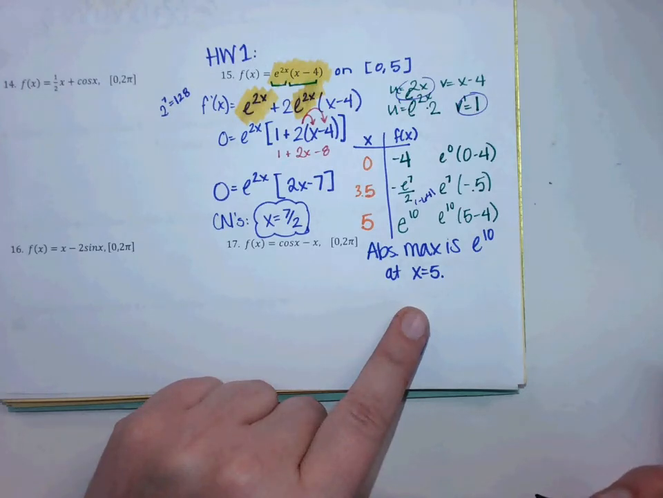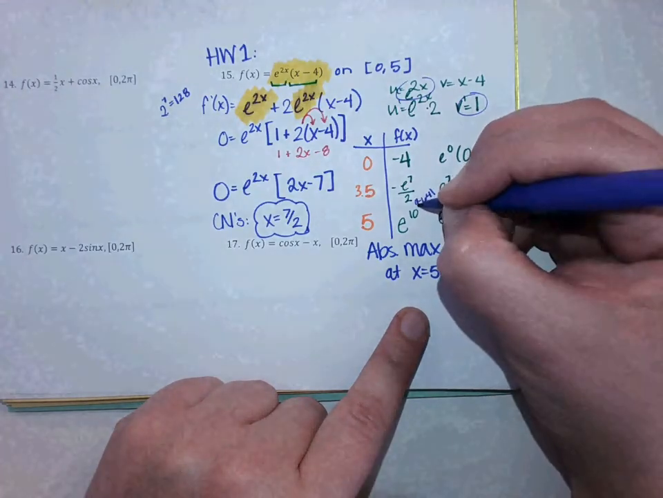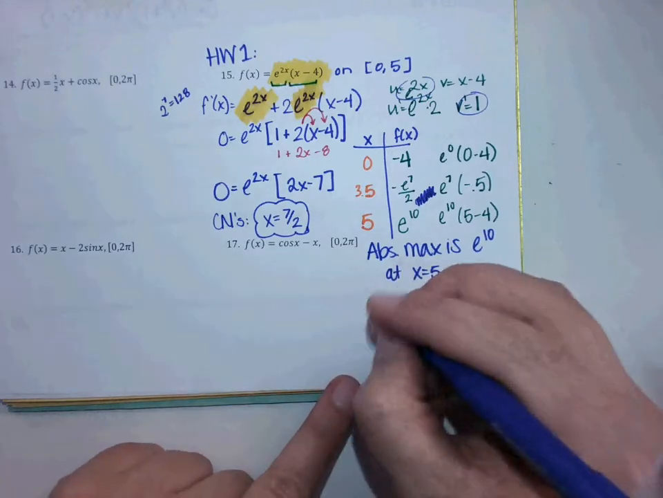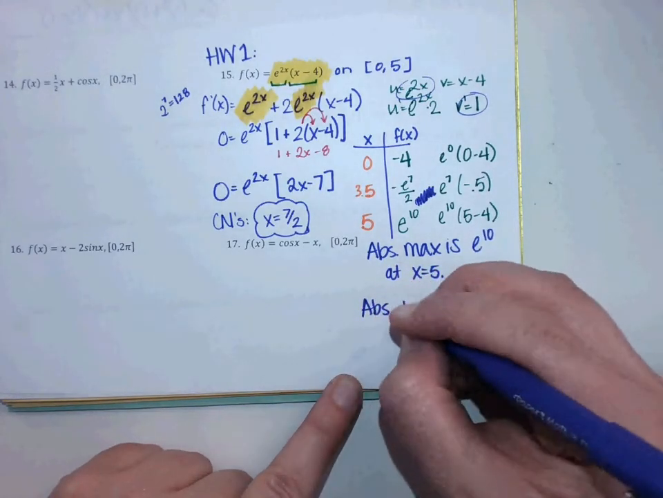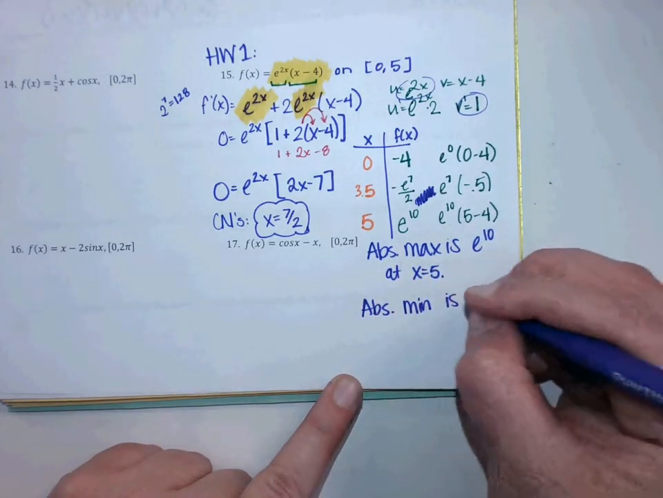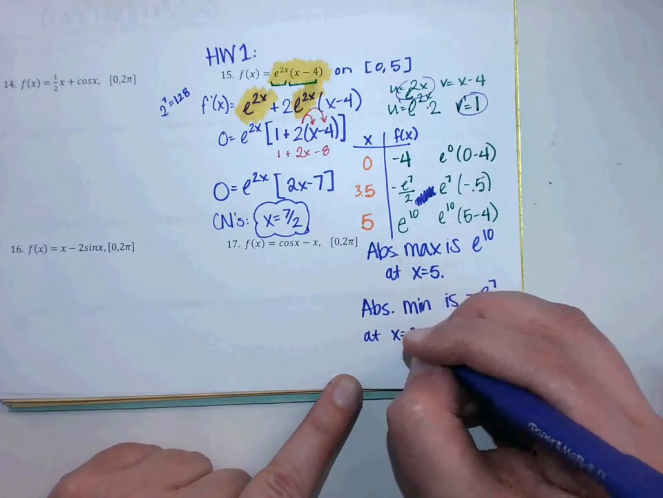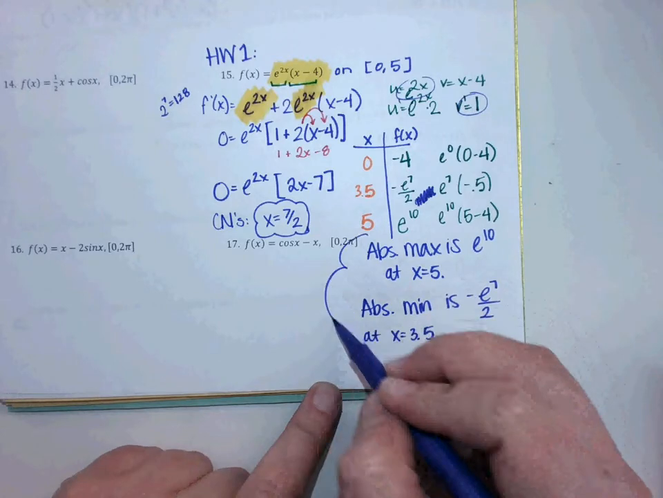The 3.5y value. Very good. Now, don't put that in your table. That's what you're doing in your head. If you put negative 64, those aren't really the same. So I would say the absolute min is negative 67 over 2. It occurs at x equals 3.5. And that would be your answer.